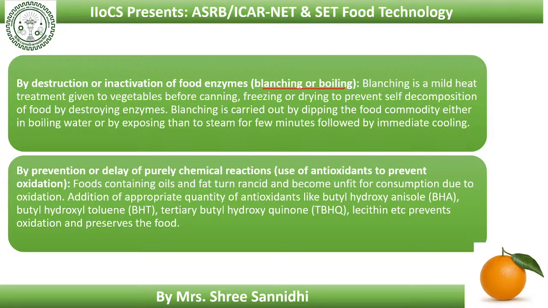So once the fruit or the food is cut, or before cutting also, like leafy vegetables and all, they dip into high temperature water or the boiled water for a minute, and they take it out. Okay, this will inactivate the enzymes in the food, which might cause discoloration in the food. Blanching is carried out by dipping the food either in boiling water or by exposing it to the steam for few minutes, followed by immediate cooling.